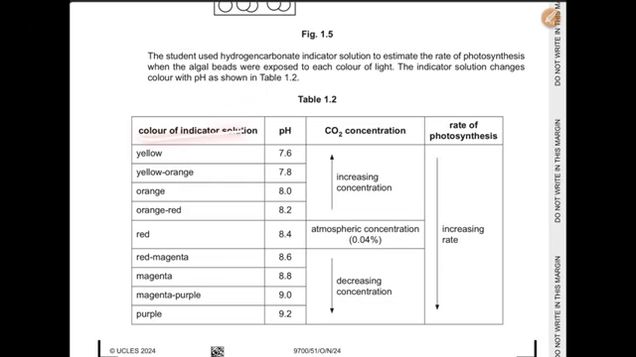So you have the color of indicator solution. The color can change through this range. This is the pH. When carbon dioxide is increasing in concentration, it's becoming more and more acidic, so the pH is reducing. At normal atmospheric concentration, it's 0.04% and the color is red. And then as the carbon dioxide is decreasing, that means photosynthesis is occurring because it is taking in carbon dioxide. The pH is going to increase, so the color will change from red to purple. The rate of photosynthesis is increasing as carbon dioxide is reducing.